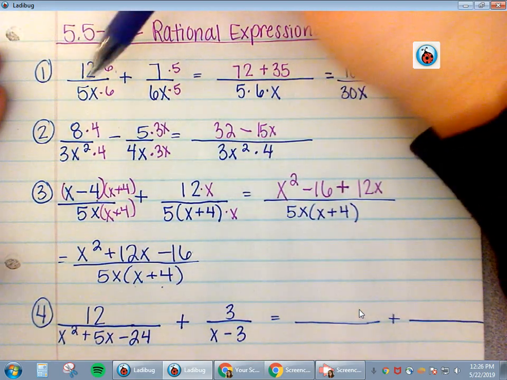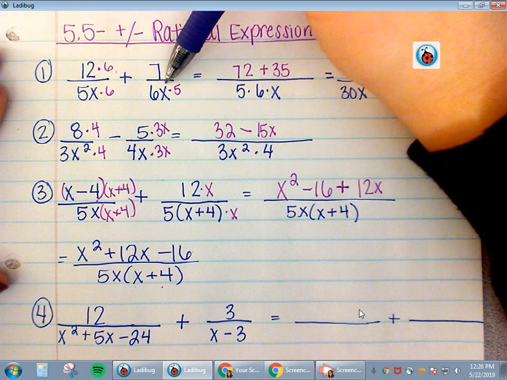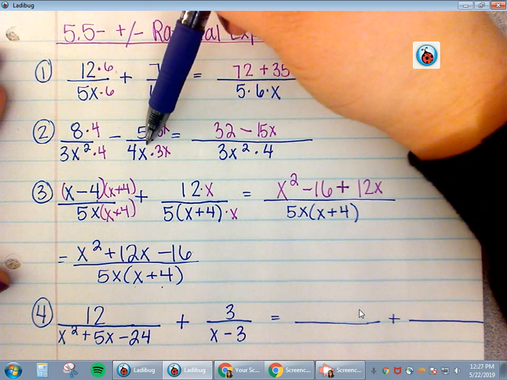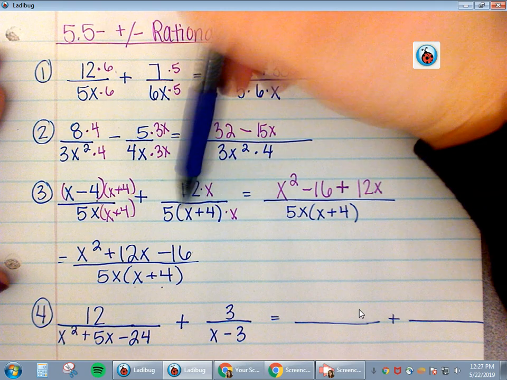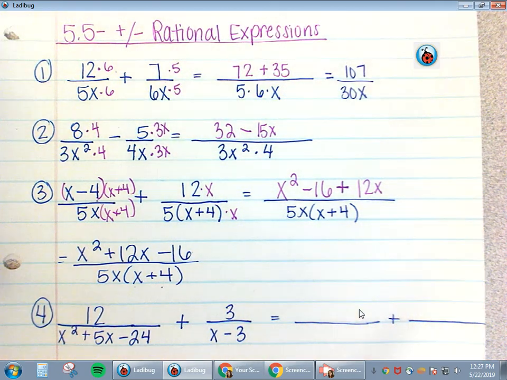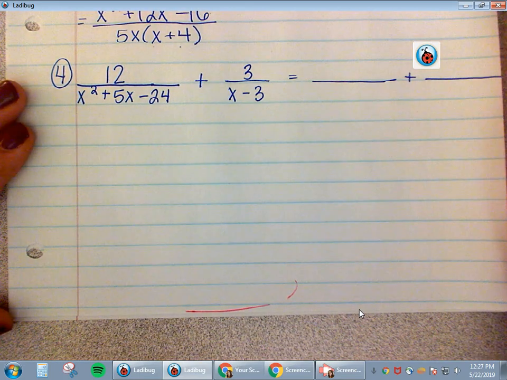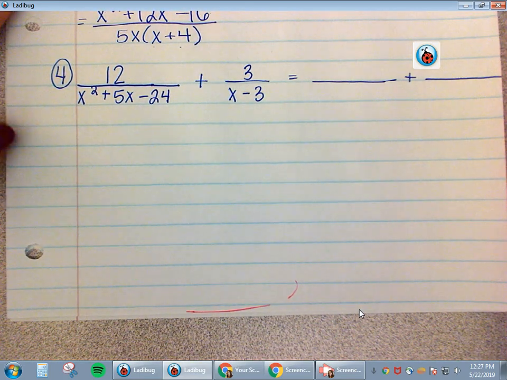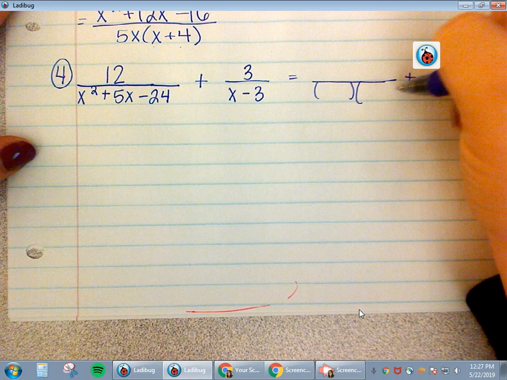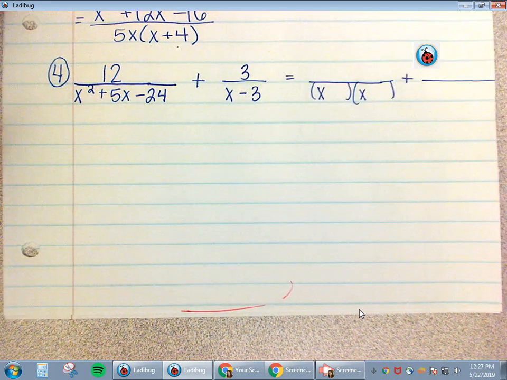So notice our previous problems, 5x, 6x, those were factored. 3x squared, 4x, those were already factored. 5x and 5 times the quantity x plus 4, those are already factored. On this one, though, our first one, it's not factored yet. So let's see what we can do. We're looking for factors of 24 that are 5 apart.